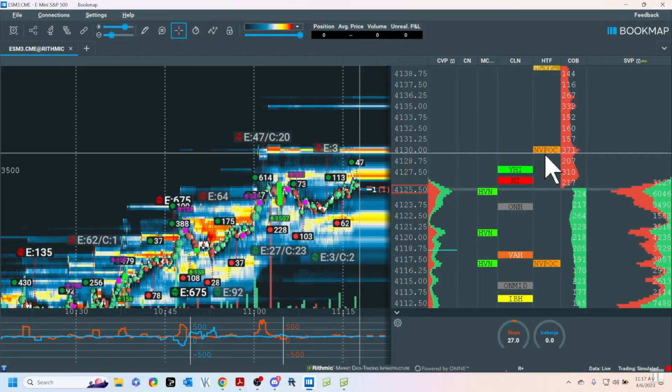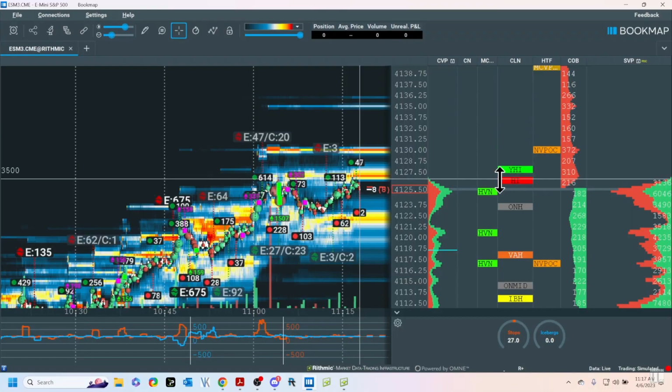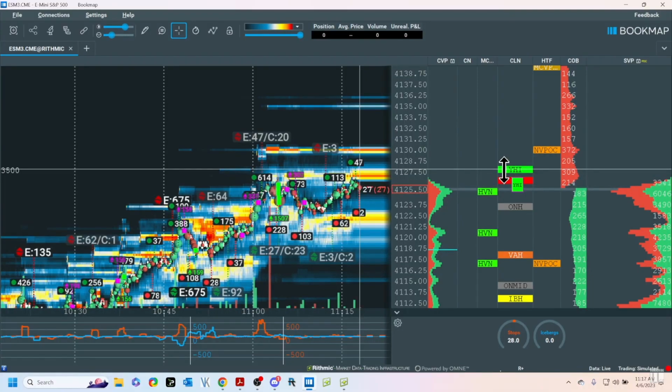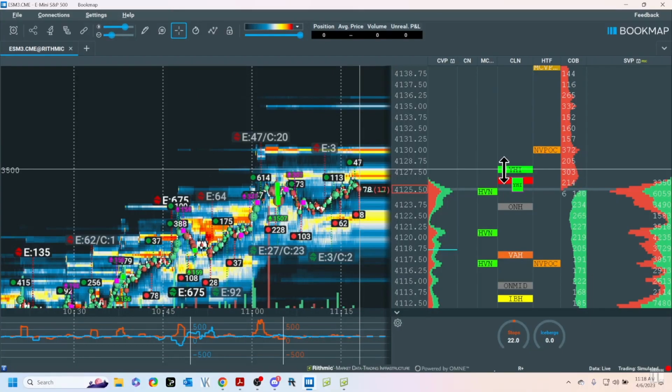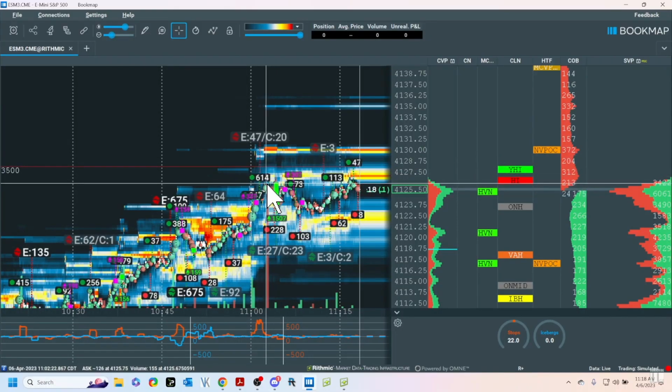And remember, the market's random. This might be the high of the day. I don't know. But let's use our common sense. What's at yesterday's high? What do you think's above yesterday's high? Stops. That's right, guys. Stops. So yesterday's high is vulnerable.